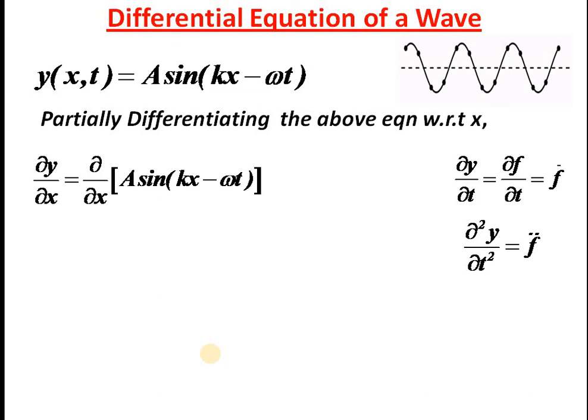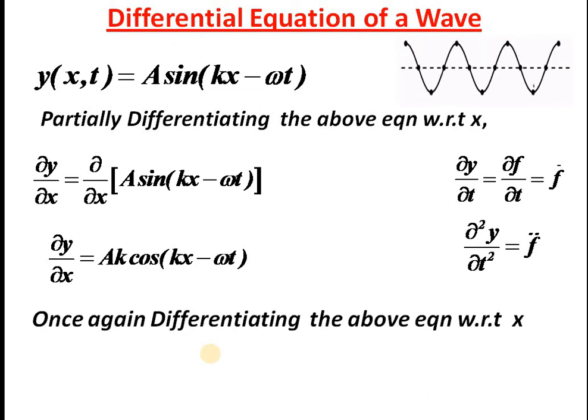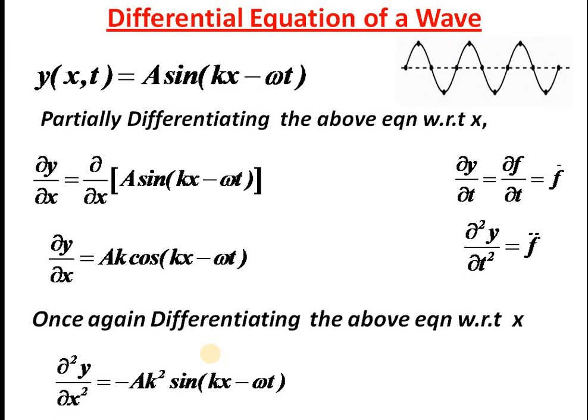Again we can follow the same principle, but here differentiation is subjected to the kx part only, not the omega t part. So you can write a cosine kx minus omega t into k, or ak cosine kx minus omega t. Once again you can repeat the process by differentiating with respect to x. That will lead us to minus ak square sine kx minus omega t.